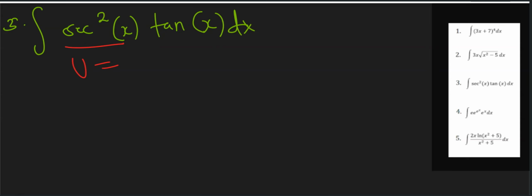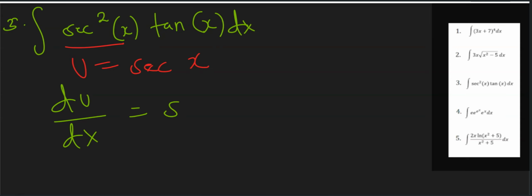So let U be sec squared x. Actually, not sec squared x, but sec x. Sorry. Yes. So let U be sec x. This means, therefore, that du over dx will be, what is the differentiation of sec x? The differentiation of sec x was given by sec x tan x.